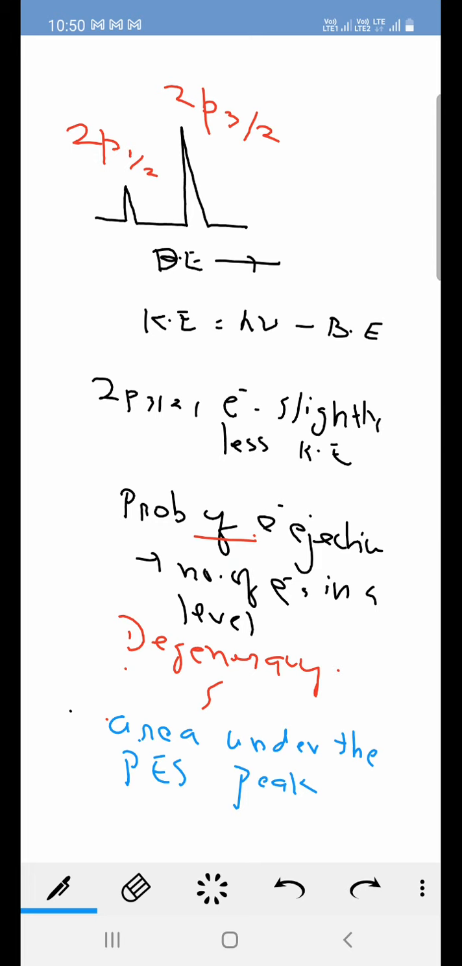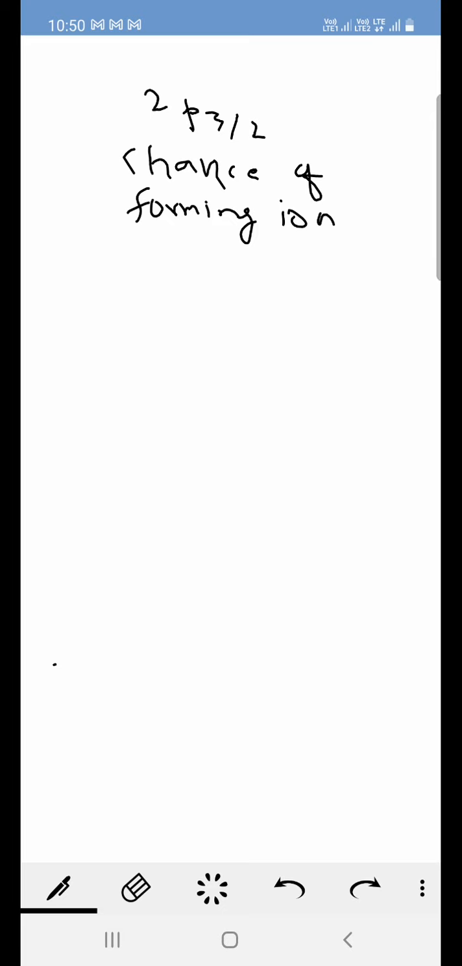Also we can say that since this has more binding energy, the chance of forming an ion in the 2p 3/2 state is twice that of the 2p 1/2 state.